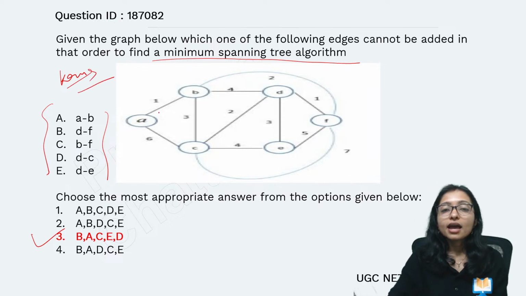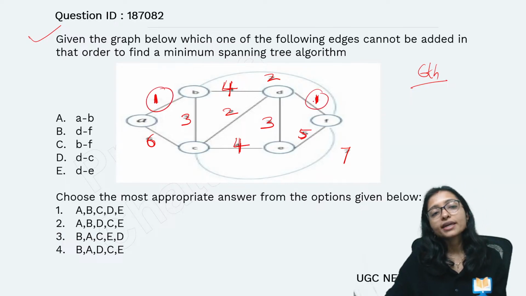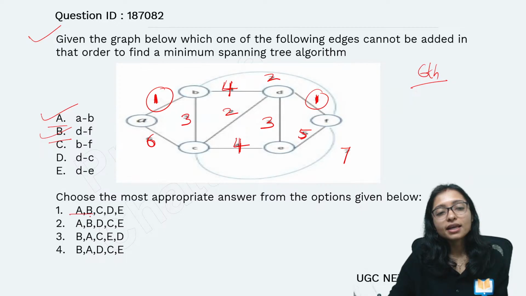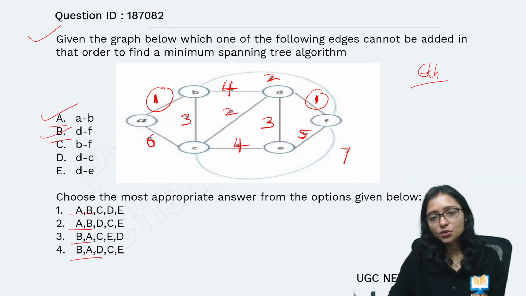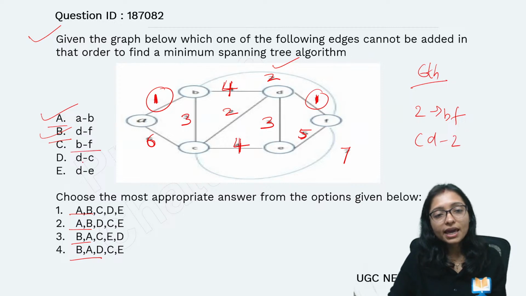Now you see here, this one is 1, this is 1 and this is 1. So I can start with either AB or DF. So either AB or BA, anything is possible. That is okay. After that, 2. BF is also 2 and CD is also 2. So BF and CD. So after AB you can see C or D.